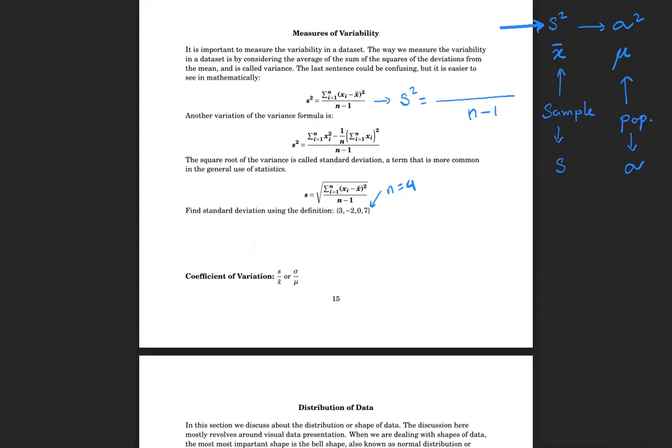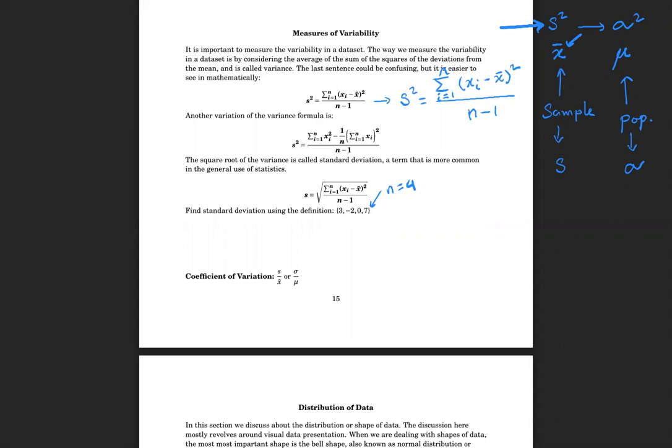Now, what is in the numerator? In the numerator, we have summation i is equal to 1 to n, (xi minus x bar), this x bar, whole square.